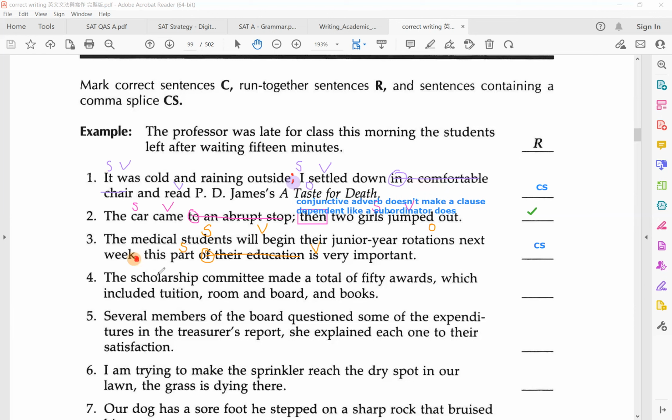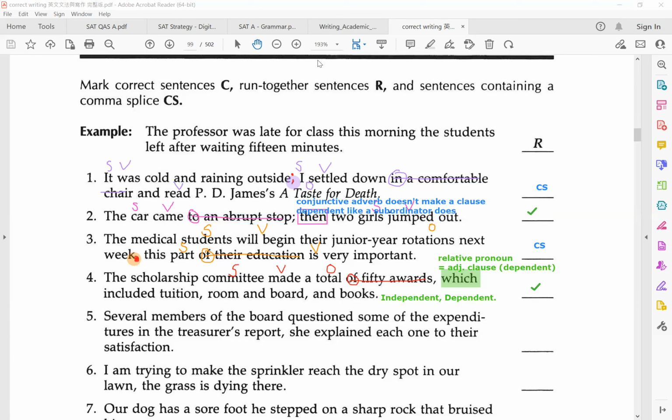All right, and number 4, the scholarship committee made a total of 50 awards. So I'm going to cross out of 50 awards because that is my prepositional phrase. And then interestingly, I see our relative pronoun which. So if you remember, a relative pronoun is like a subordinator. It means that we have an adjective clause, and an adjective clause is dependent. It cannot stand alone. And of course, which is always non-essential, and that is why there is a comma here. So we have one independent clause plus a dependent clause, and that is a correct sentence. So I'm going to put a check mark here.